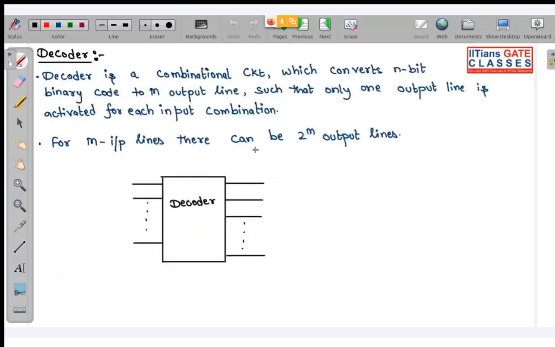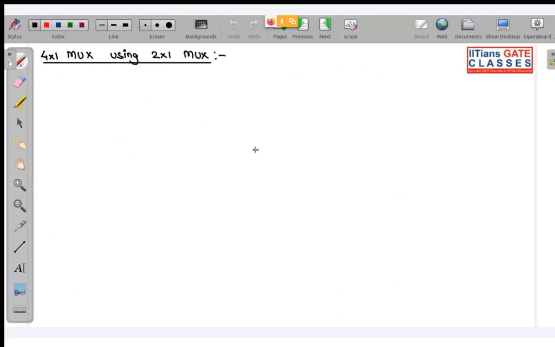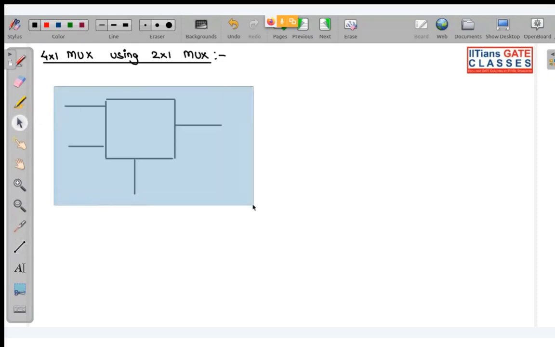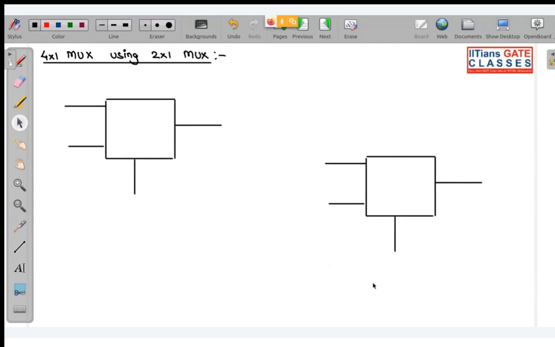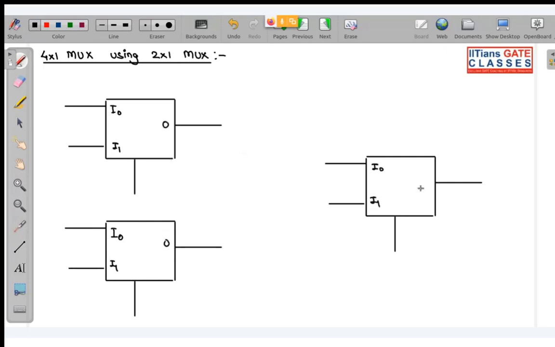Now our next concept is what? We were doing multiplexers. So how to generate a 4x1 mux using 2x1 muxes? Look very carefully. A 4x1 mux has 4 inputs, so how do we generate it using 2x1 muxes? Let me write this as S0 dash, and this is S0.